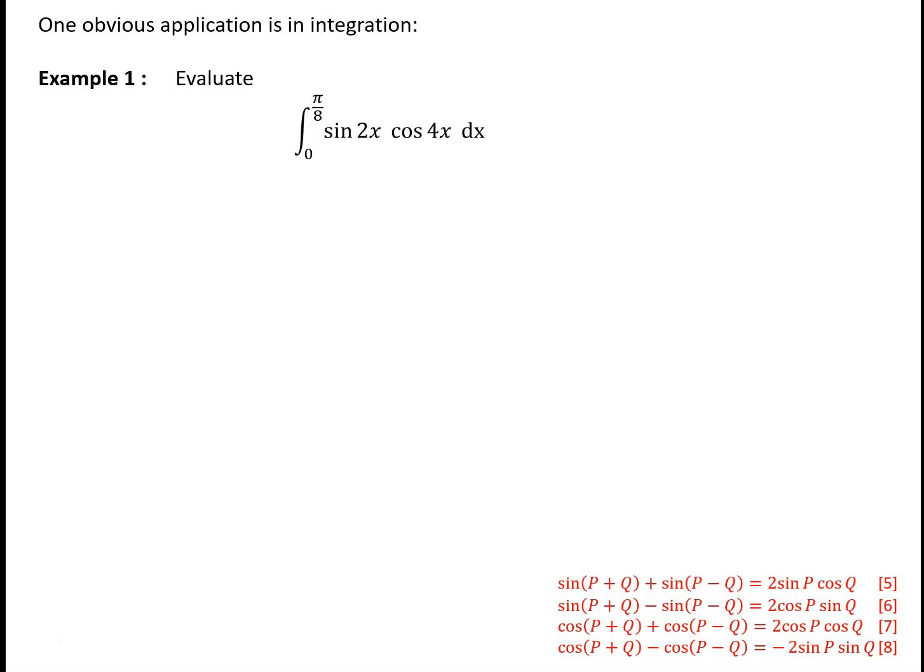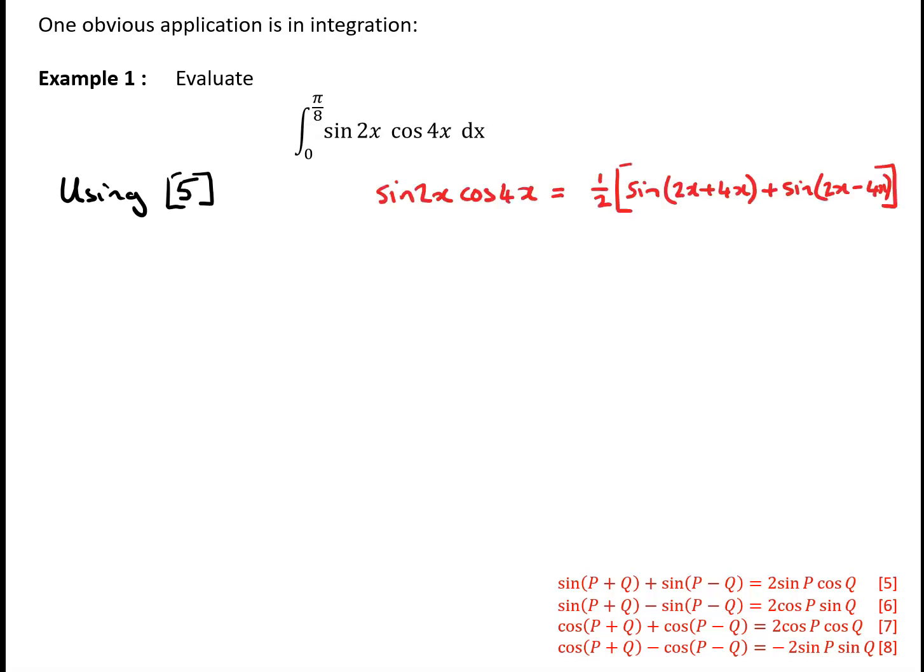Now if we look down the list of formulae that we've just introduced, you'll see that equation 5 tells me that 2 sine p cos q is the same thing as sine of p plus q plus sine of p minus q. So we can say, making use of that formula, that 2 sine 2x cos 4x is going to be the sine of 2x plus 4x plus the sine of 2x minus 4x. So therefore sine 2x cos 4x is going to be a half of the sine of 2x plus 4x plus the sine of 2x minus 4x.